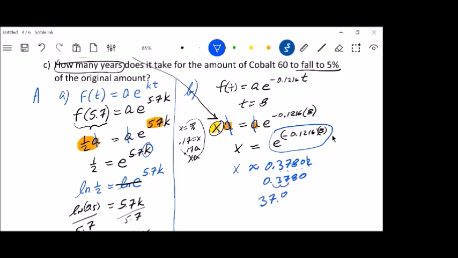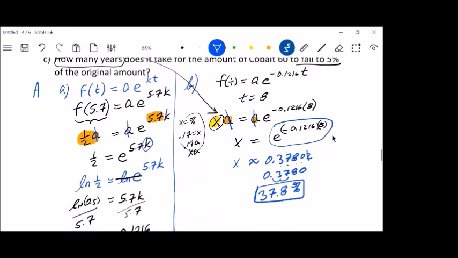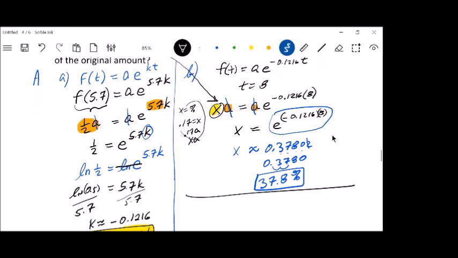So we have 37.8%. And that will be after 8 years. After 8 years. You could even write that as 8 years. And, well, no, that's supposed to be the amount, so ignore that. And let's now look at C.